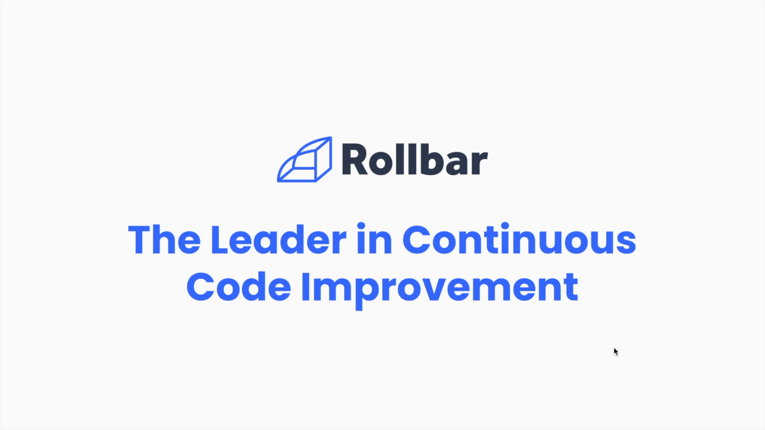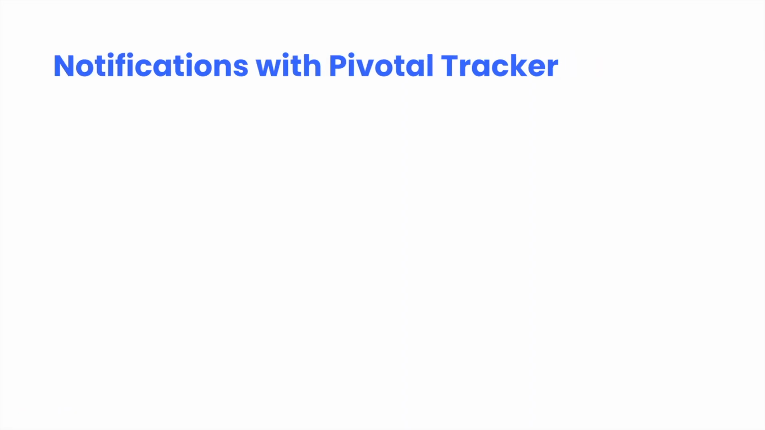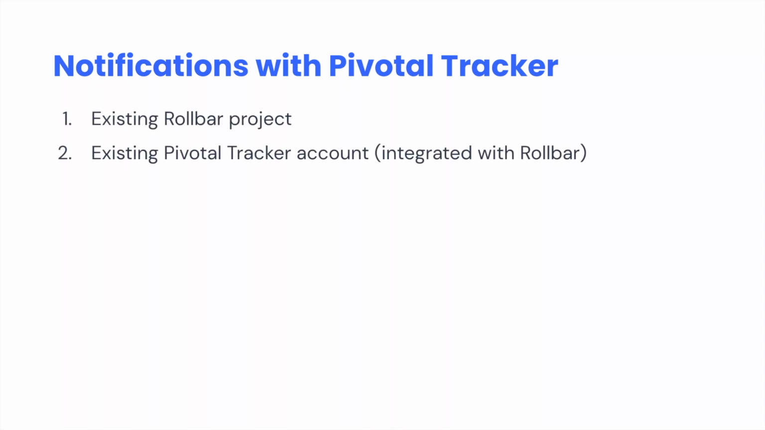In this video, we're going to talk about how to integrate an existing Rollbar project with Pivotal Tracker. But before we begin that, let's touch on a couple of assumptions that we're going to make. Number one, we're assuming you have an existing Rollbar project that's actually received some errors. And secondly, that you have an account in Pivotal Tracker that you can integrate with Rollbar.